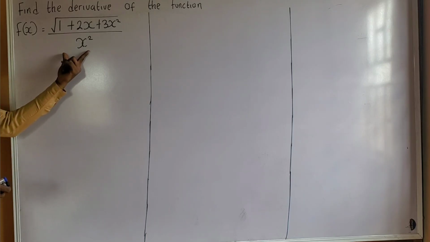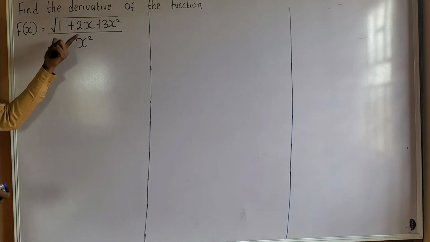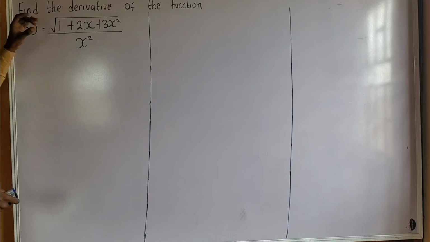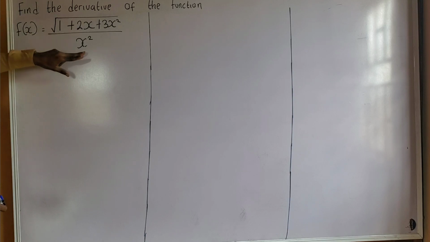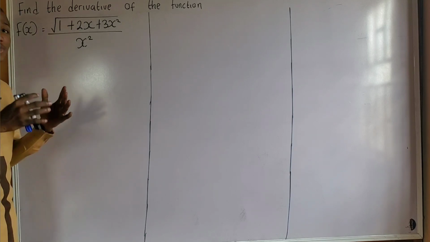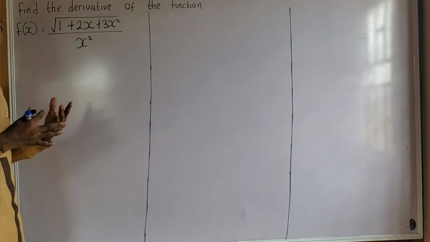To take the derivative of the function, we are going to make use of the quotient rule. Are you getting it? Because now we have a function that has both an upper part and a lower part. We have a function that has a numerator and a denominator. And when you have a function that is in quotient form, the quotient rule is good to solve that question.